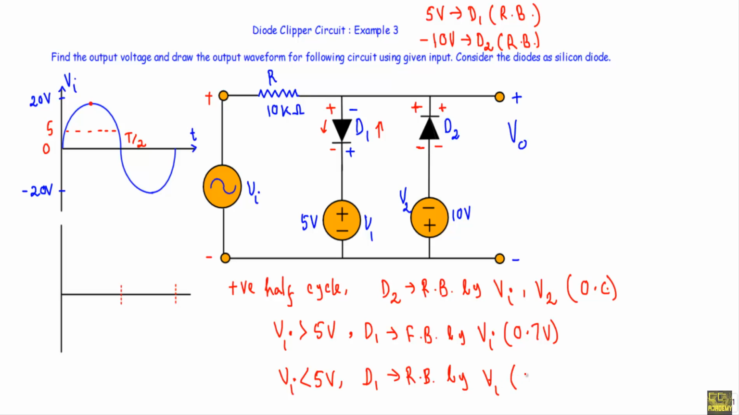In that case, I will replace the diode D1 with an open circuit. Okay, now let me draw the output waveform.